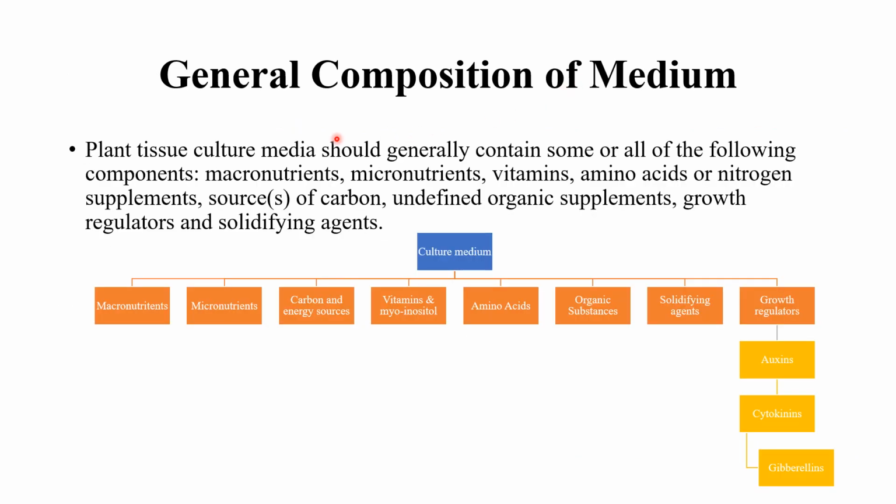Composition of the plant tissue culture medium. The plant tissue culture medium should generally contain some or all of the following components: macronutrients, micronutrients, vitamins, amino acids or nitrogen supplements, carbon sources, undefined organic supplements, growth regulators, and solidifying agents.